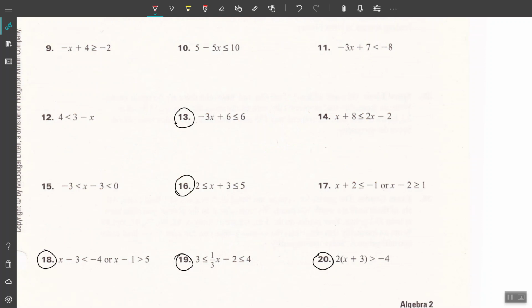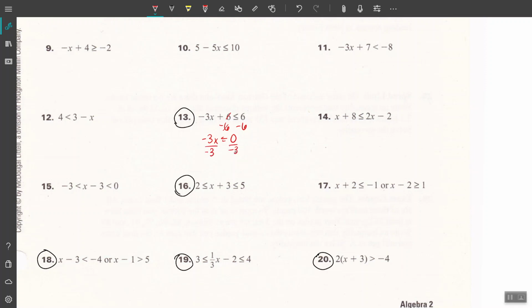Now on number 13, they've asked us to solve the inequality. We're going to do that just as if it were an equal sign, an actual equation, instead of an inequality. So we work them the same way. We're still trying to isolate x. So I'm going to get the term with x in it by itself. Okay, and now I'm going to go through and divide by this -3.